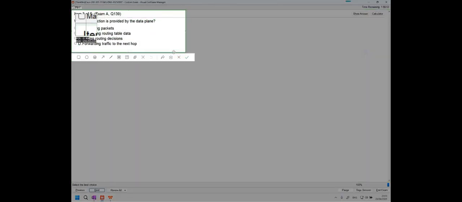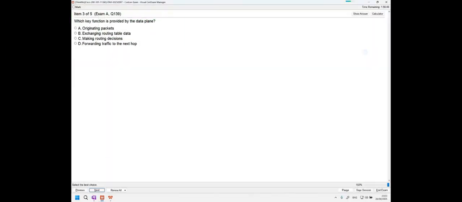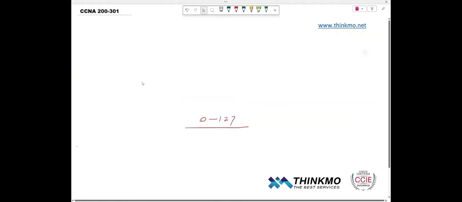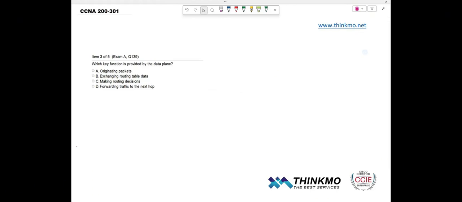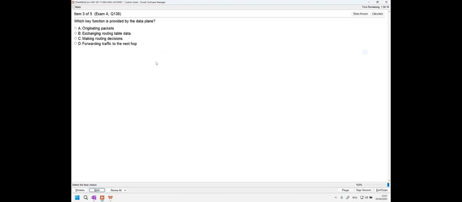Okay, third question. The third question says this. This is quite simple. What are the key functions provided by the data plane? So what is the function of the data plane? It's data forwarding, just forwarding data to the next hop, so only choose D. No need to look at the others. Let's look at the correct answer. Choose D.